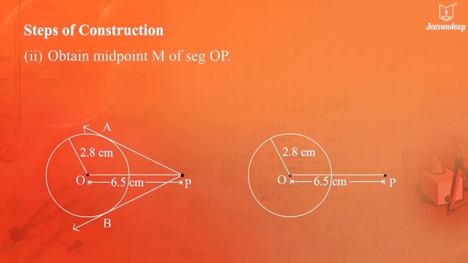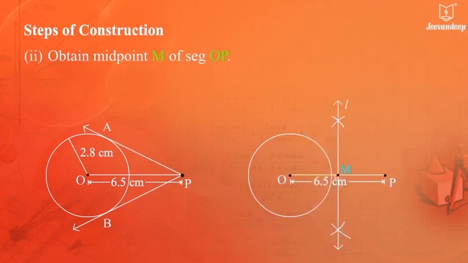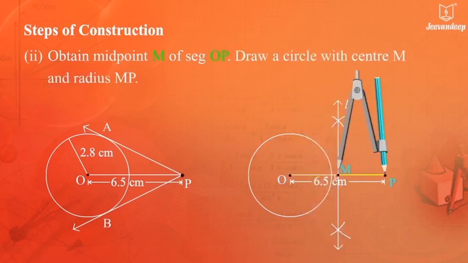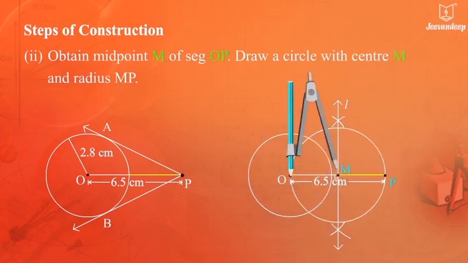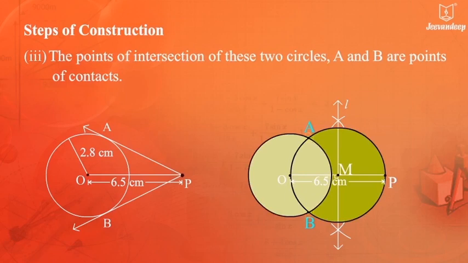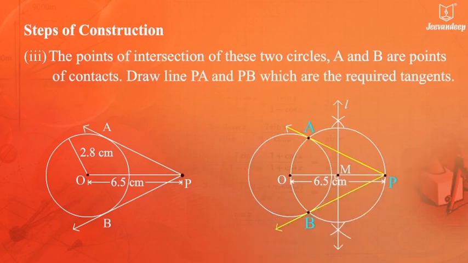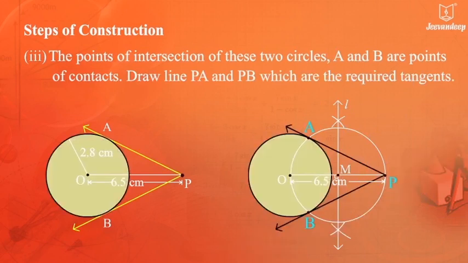2. Obtain midpoint M of segment OP. 3. Draw a circle with center M and radius MP. The points of intersection of these two circles, A and B, are points of contact. Draw lines PA and PB, which are the required tangents.